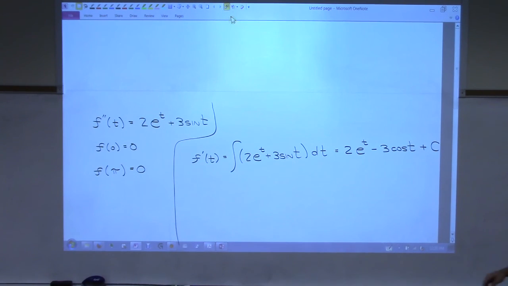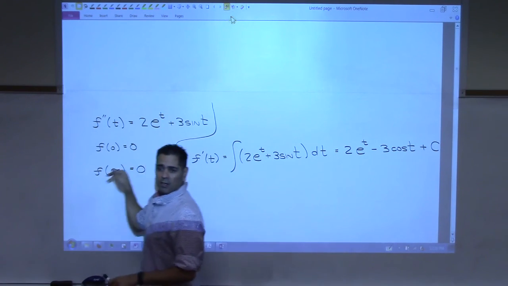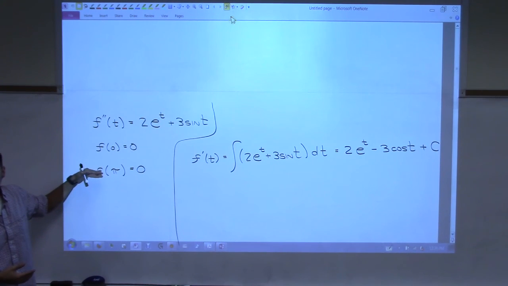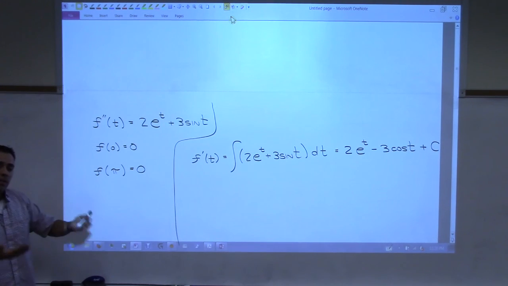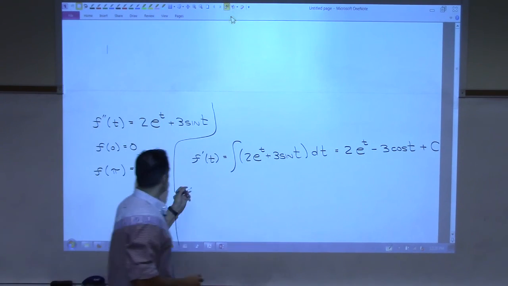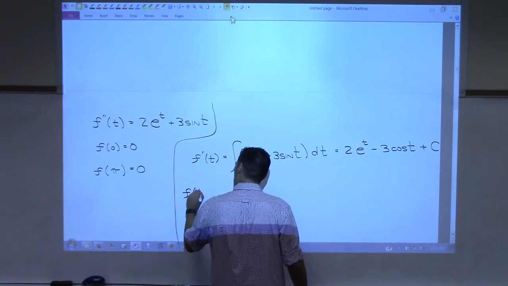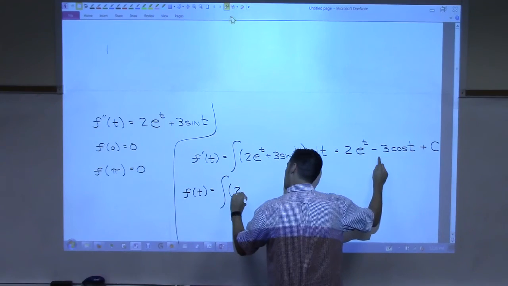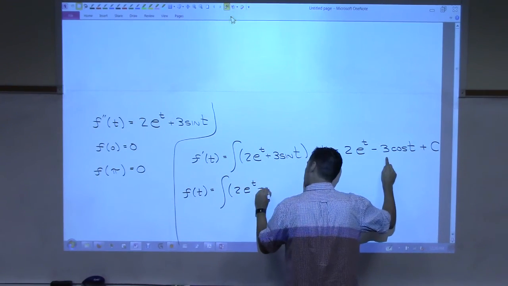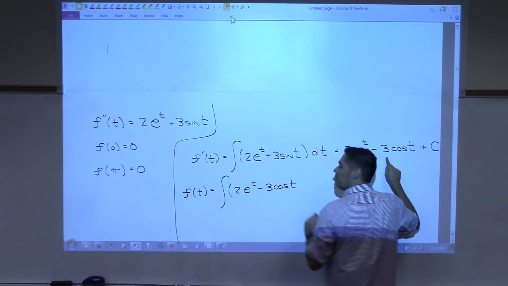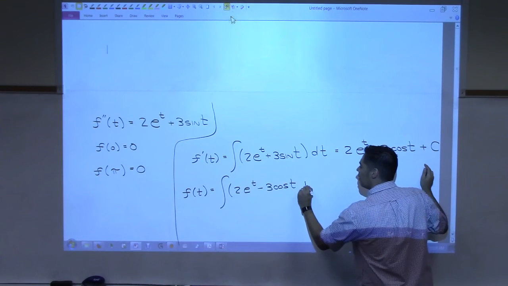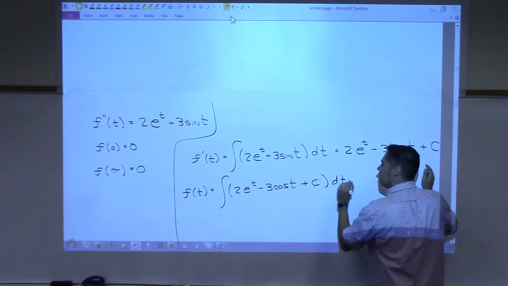Now this is where, in the last problem, I used a piece of information over here to figure out what c was, right? Yeah. I don't have that information. But I have two pieces of information about f, don't I? So what I'm going to do is try to get back to f right now. If I try to go to f, I'm going to integrate, take the antiderivative of this: 2e to the t minus 3 cosine t. But don't forget, plus c is there also, right? You don't know what c is, but you need to account for it. Plus c dt.